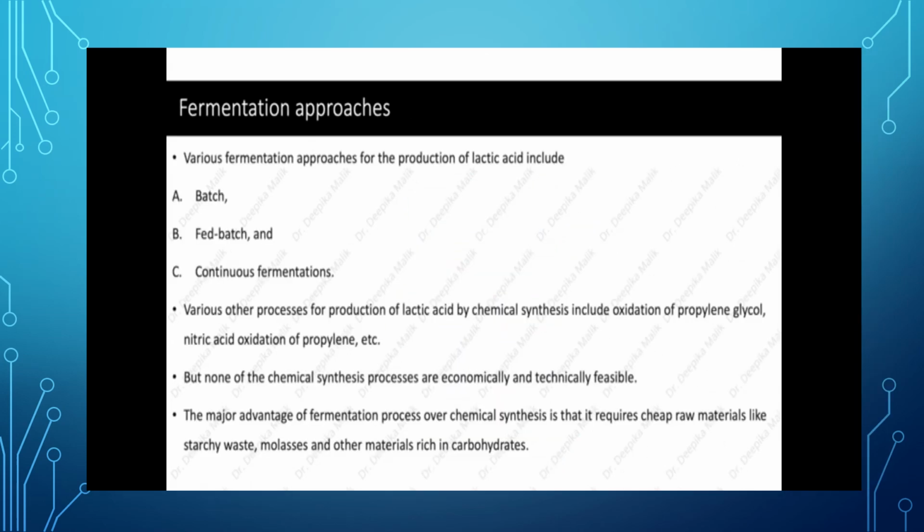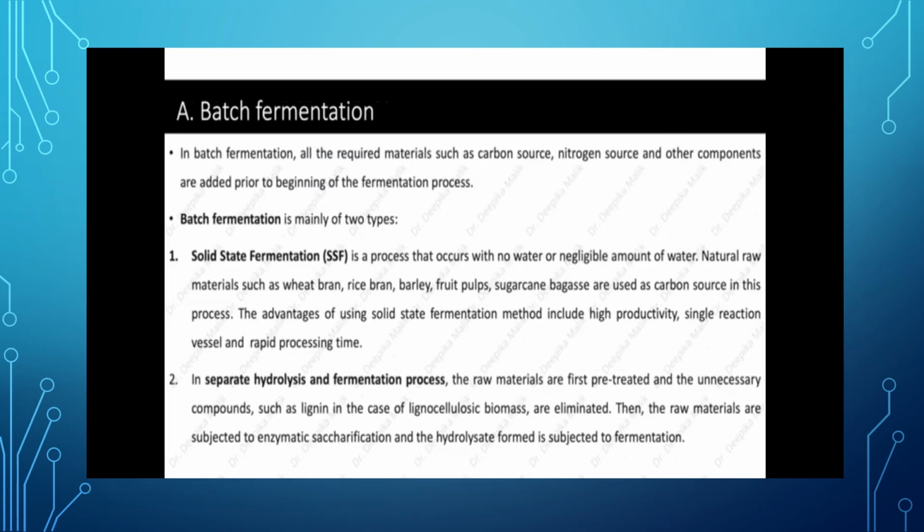Various fermentation approaches are as follows. It may be batch fermentation, fed batch, and continuous fermentation. Various other processes for the production of lactic acid by chemical synthesis include oxidation of propylene glycol, nitric acid oxidation of propylene, etc. But none of these chemical synthesis processes are economically and technically feasible.